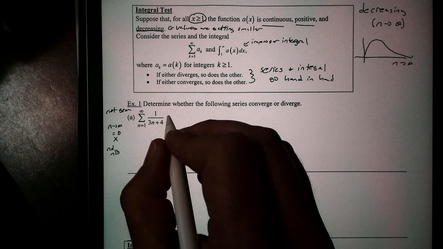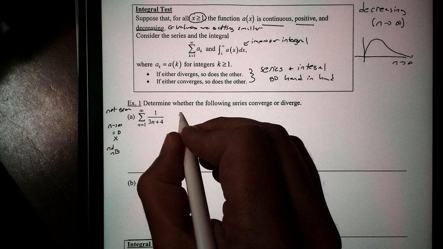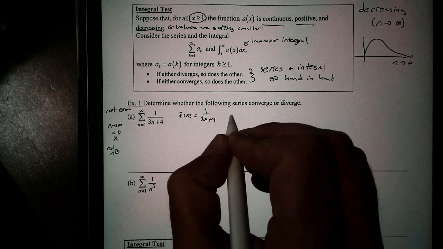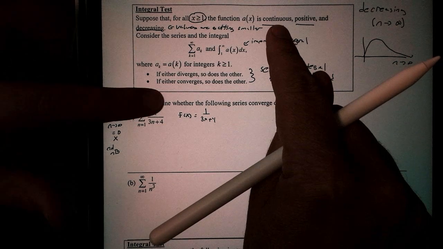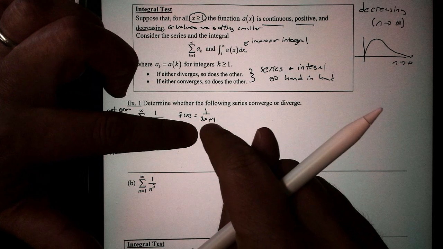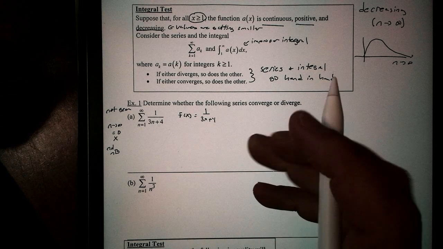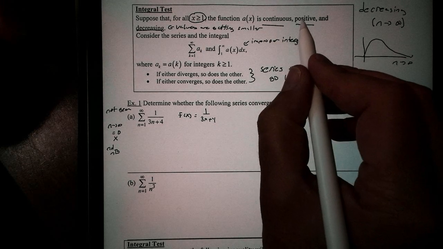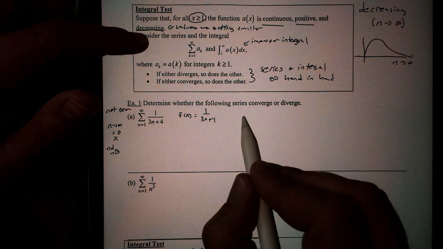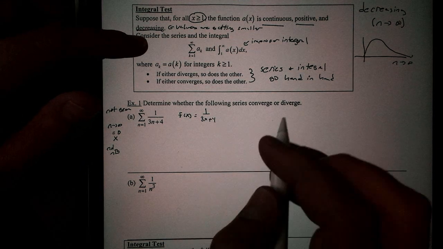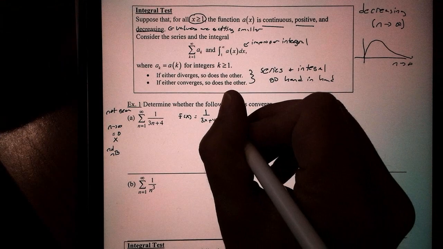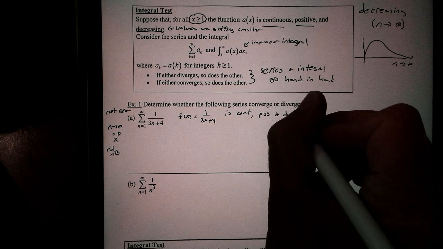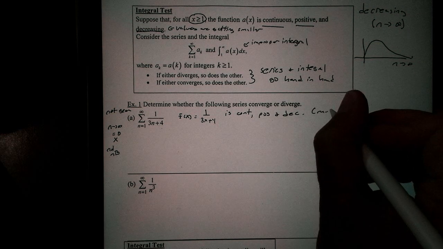First, I'm going to write this out as a new function. Let f of x equal 1 over 3x plus 4. And now for the part that most people hate: you have to say that this function is continuous if x is greater than 1. If I let x be greater than 1, there are no domain restrictions; my domain restriction is going to be x equals negative 4/3. The function is continuous, always positive, and as x gets larger, the values get smaller. So we're going to say that the function is continuous, positive, and decreasing. You must say this.